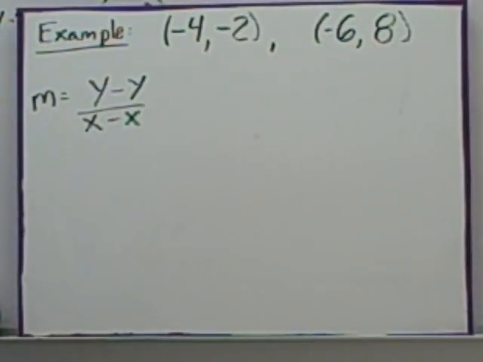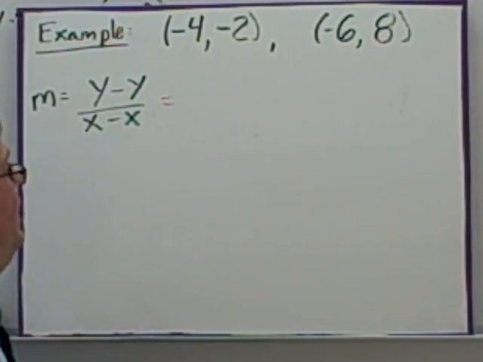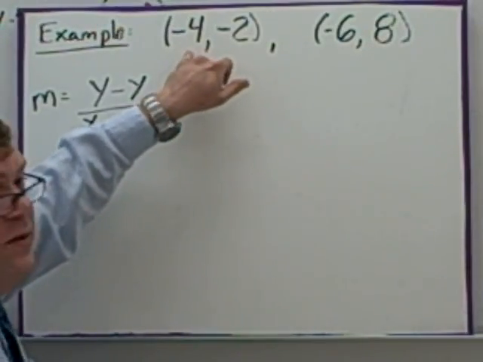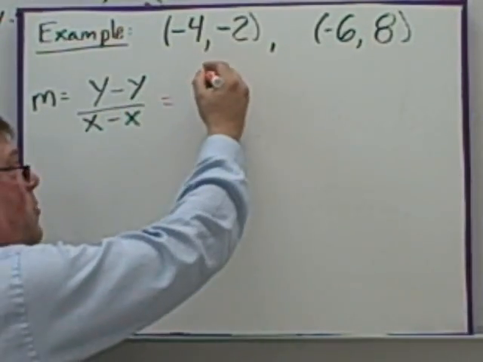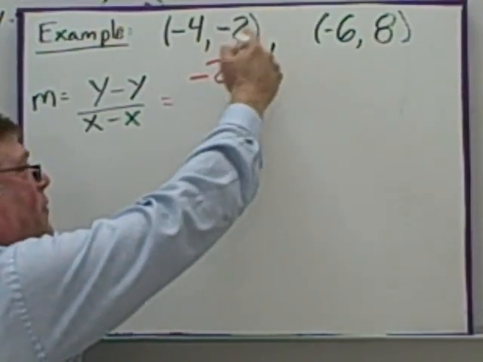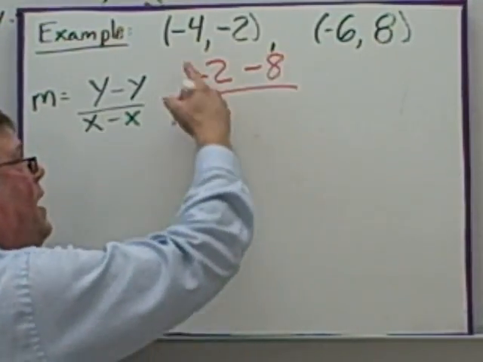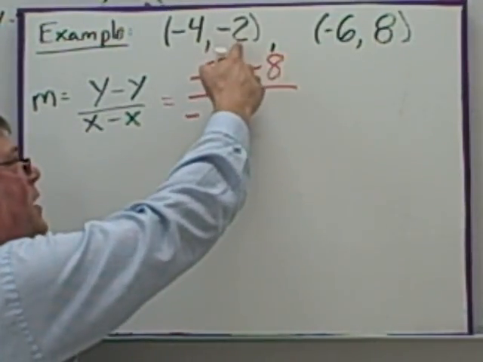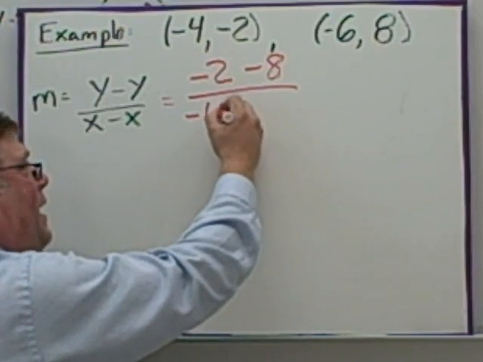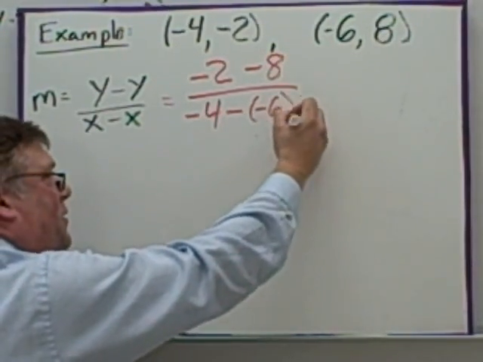All right, so let's look at this problem. This time, when I go to plug it in, I'm going to start with this problem, because this number comes first. So I'm going to work with that one. I work with the y values, because the y values are on top. Negative 2, minus 8. The x values, since I started with this y, I've got to start with that x. Negative 4, minus a minus 6.